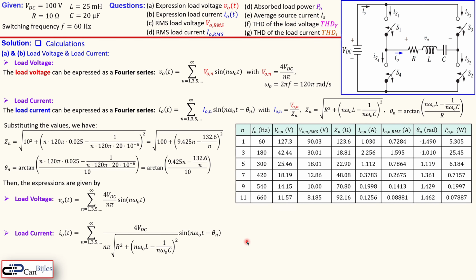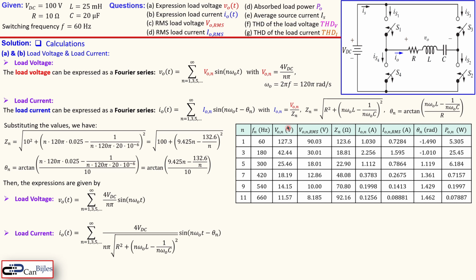Now we can generate a table. With this table we can calculate a lot of things. We see here the column where the index is 1, 3, 5, 7, 9, 11. This is the frequency, so 1 times the fundamental frequency, 3 times the fundamental frequency, etc. This is the VOn, which are the amplitudes of the harmonics. For n = 1, you just substitute 1, so it will be 400 over pi, and the next will be 400 over 3 pi, etc. So those are all here.